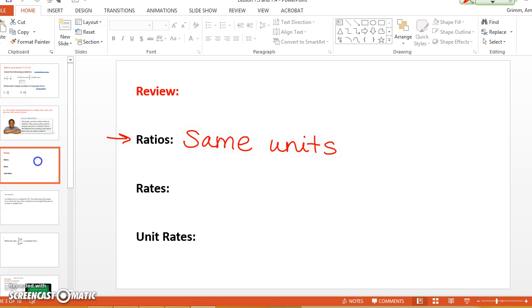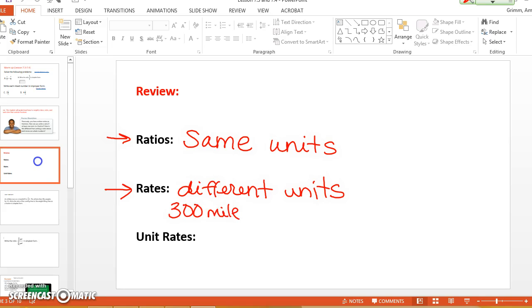Okay? When you get to rates, rates can have different units. And examples of that, it was talking about like gasoline in a car. Like if I say my car holds like 16 and a half gallons of gas, so I can do 300 miles on 16 gallons, that would be an example of a rate. So if I said, 300 miles, 16 gallons. Okay, that is now a rate because they're different.